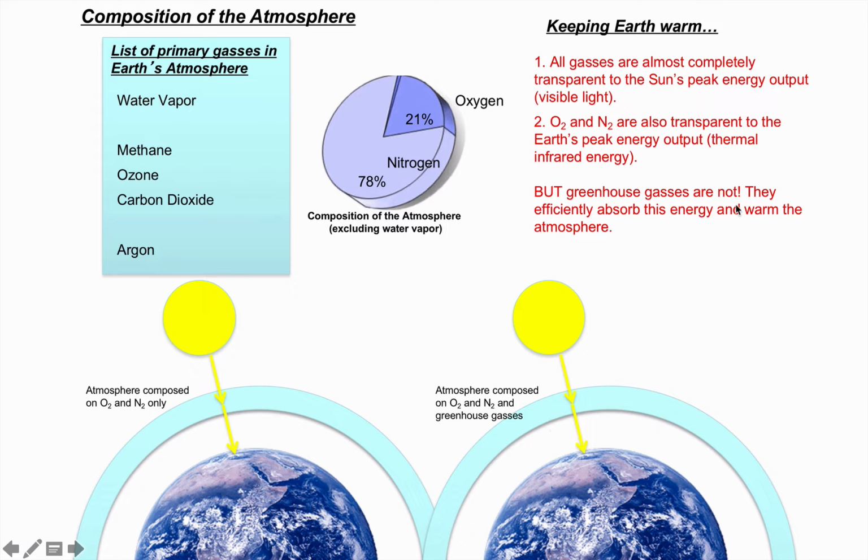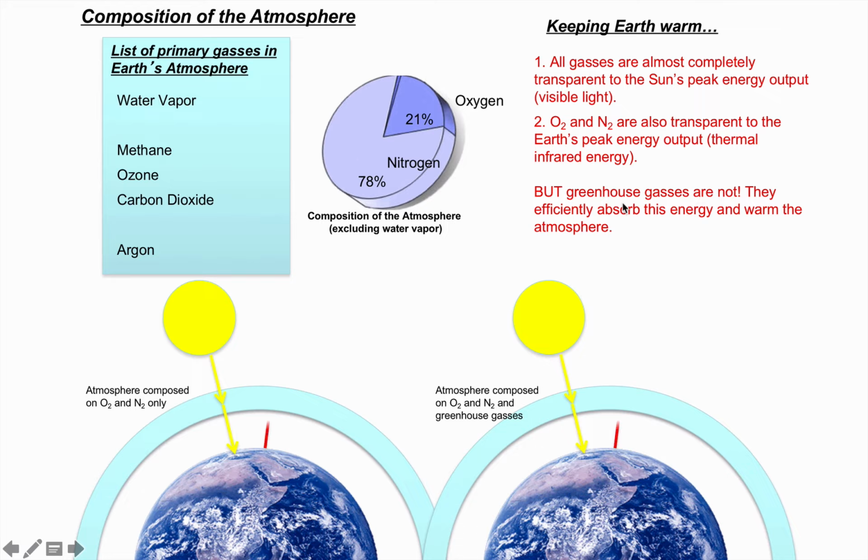Oxygen and nitrogen, look at bullet point number 2 up here. Oxygen and nitrogen are also transparent to the Earth's peak energy output. That's thermal infrared energy. That's the energy that is released in the longer wavelength part of the electromagnetic spectrum. That's the heat that the Earth is releasing. I'll show you what that looks like later on when I show you some pretty awesome pictures and videos with a thermal infrared camera.